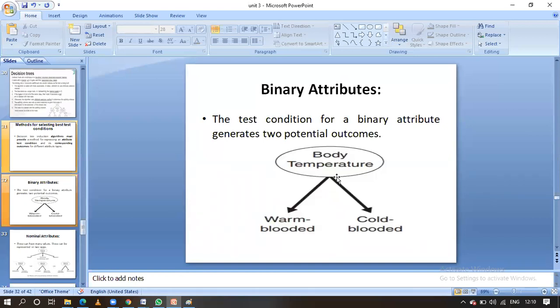Okay, these are all about selecting the best condition for the attributes. That will depend upon the output of that attribute. Suppose body temperature: here only two outputs will be there. It depends mainly on the output of the attributes, guys. Binary attribute means they will have only two values. If you take the example of body temperature: warm-blooded and cold-blooded.